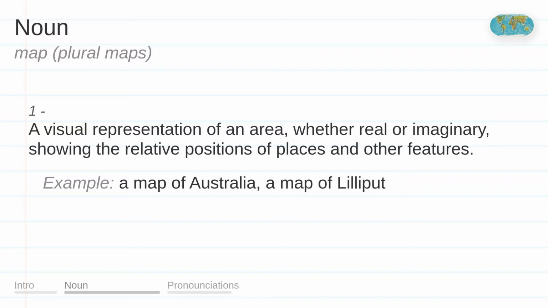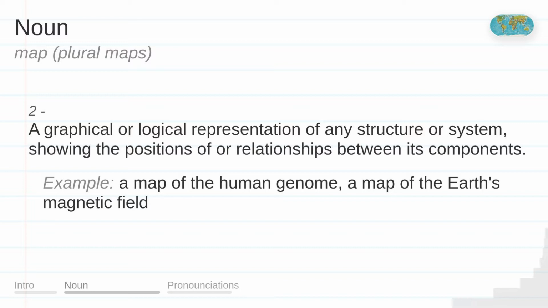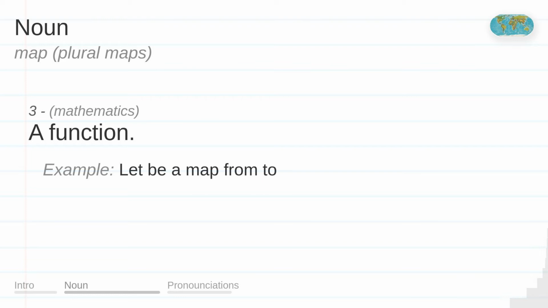A graphical or logical representation of any structure or system, showing the positions of or relationships between its components. Example: a map of the human genome, a map of the Earth's magnetic field. A function. Example: let f be a map from X to Y.